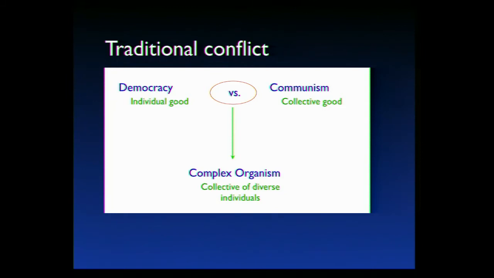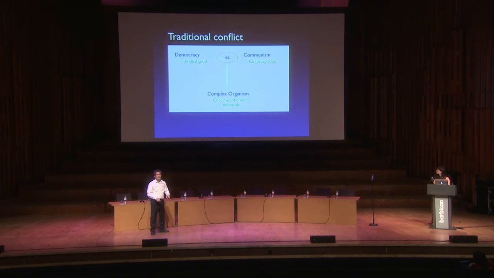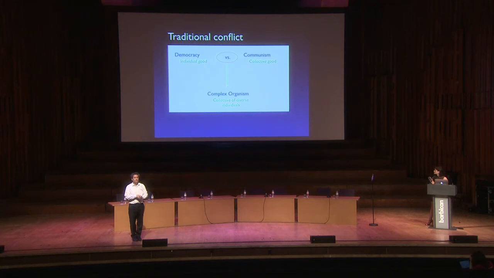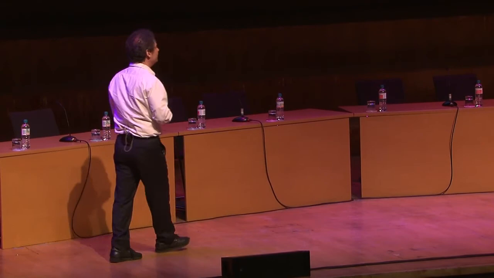Next. So when I've been talking about this, and I've been doing this for about 20 years, I have been talking about the idea that the traditional ideological battle between democracy and communism, which many people think has been won by democracy, I claim has not. We are moving to a complex organism which is quite different in its concept and its manifestation. It is not about a vote which creates a representative that is centrally controlling decision making. It is about collective decision making and collective action. Next.